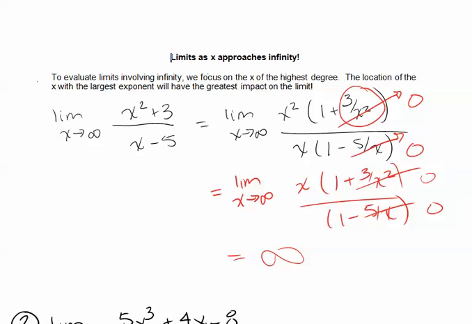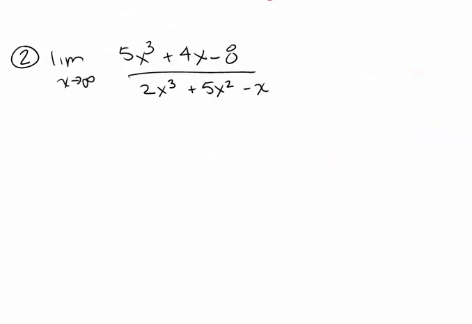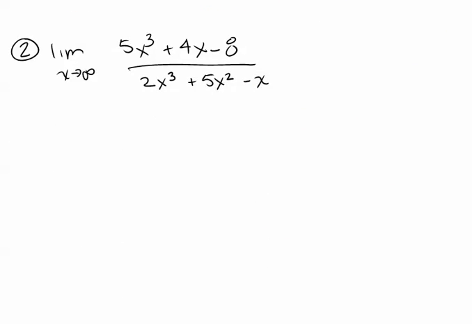Let's look at another example. The limit as x approaches infinity of 5x cubed plus 4x minus 8 all over 2x cubed plus 5x squared minus x. Again, we're going to factor out the x of the highest degree in both the numerator and the denominator. In this case, that's x cubed for both of them.